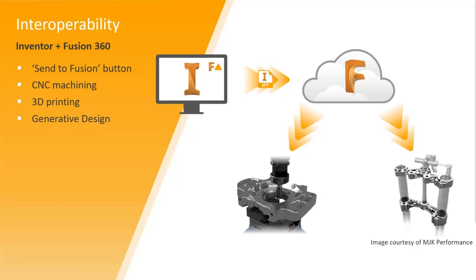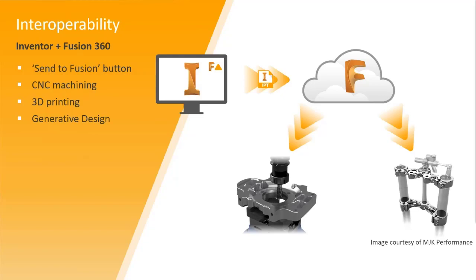Upload your part file to Fusion Team and open your part file in Fusion 360. There is no need to export your file out of Inventor and then upload and import it into Fusion. With Send to Fusion, you can continue to update your part file in Inventor, and when you're ready, you can send to Fusion again, and your Inventor part file will update inside Fusion.